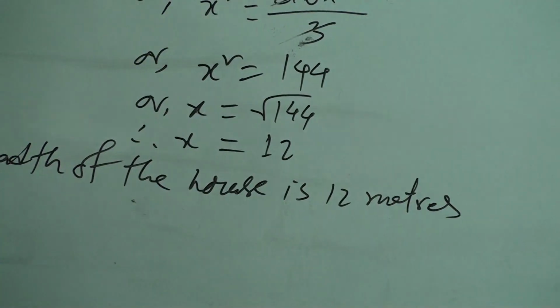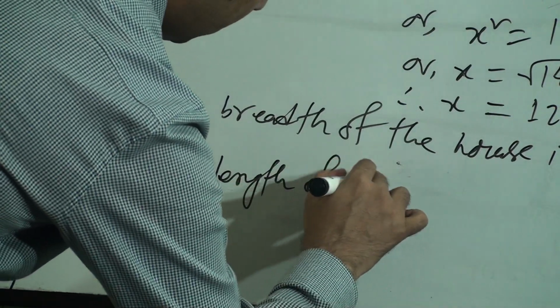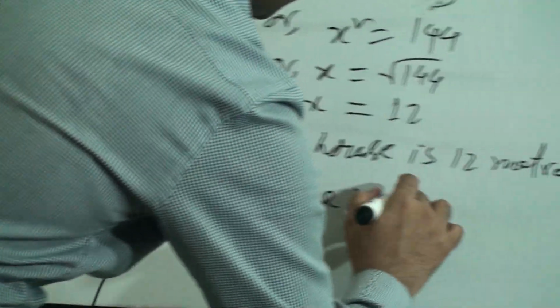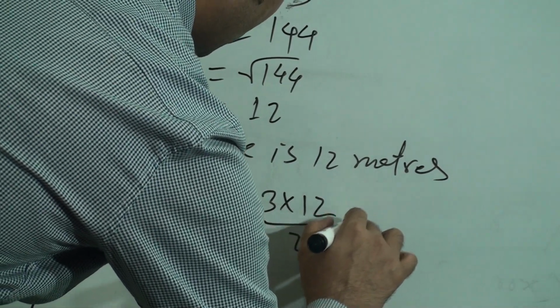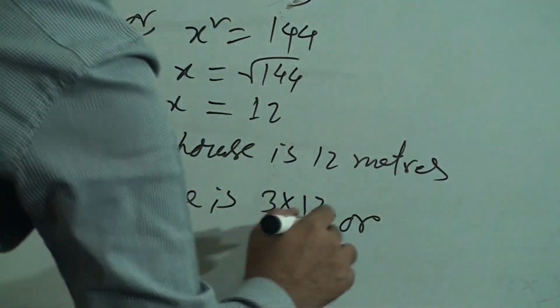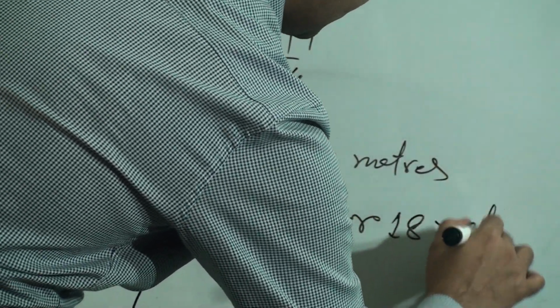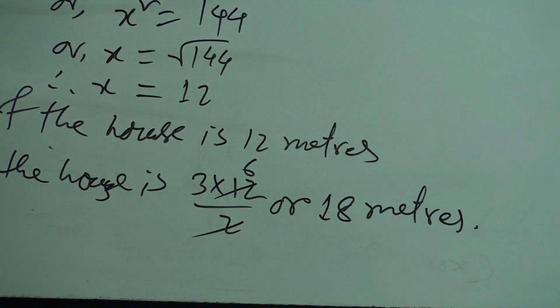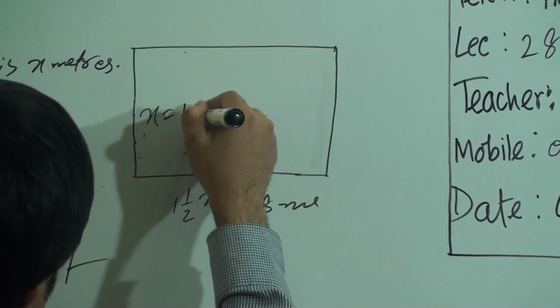and the length of the house is, we have to write here 3 into 12 divided by 2, or we can write here, you can cut 12, 6, 3, 6, 18 meters. So 18 meters is the length and 12 meter is the breadth. So this means 18 meter and this means 12 meter.